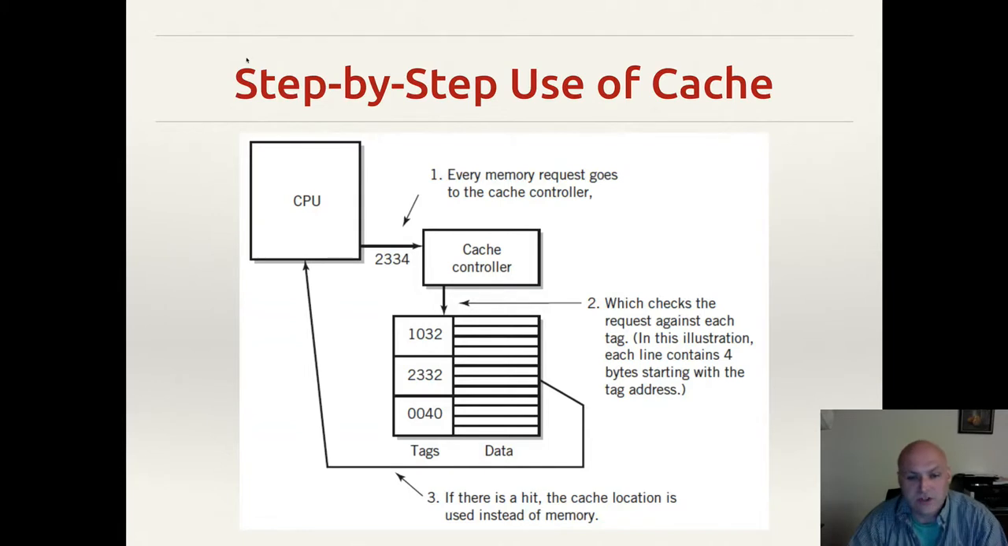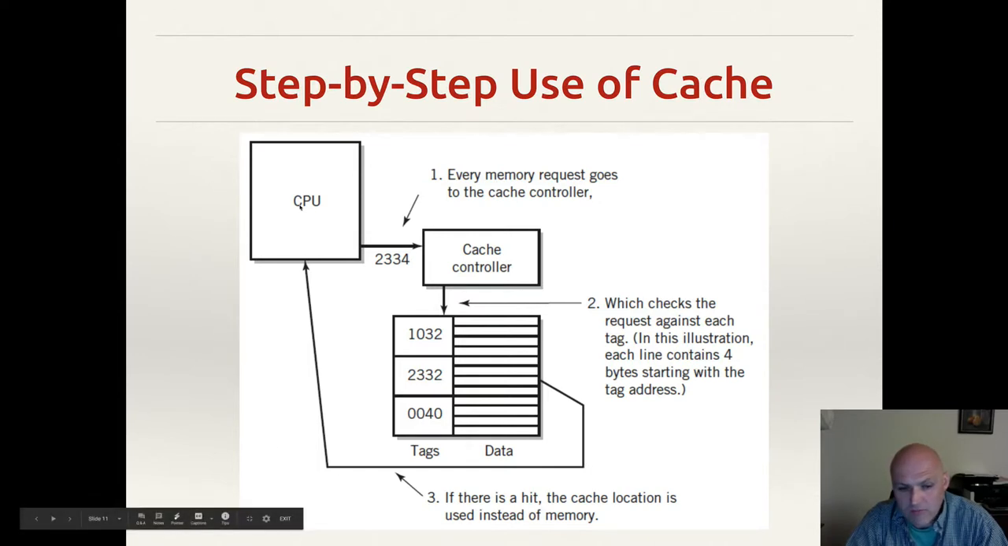So here's a little bit of a visualization of what we just discussed. Here the CPU is asking for memory address 2334. This is sent to the cache controller, which then evaluates its tags. And in this case, each line stores 4 memory addresses. So we know that we have 2332, which means that we have 2332, 2333, 2334, and 2335 within this cache line. So we can, in fact, return 2334 right from cache. That will go right back to the CPU.